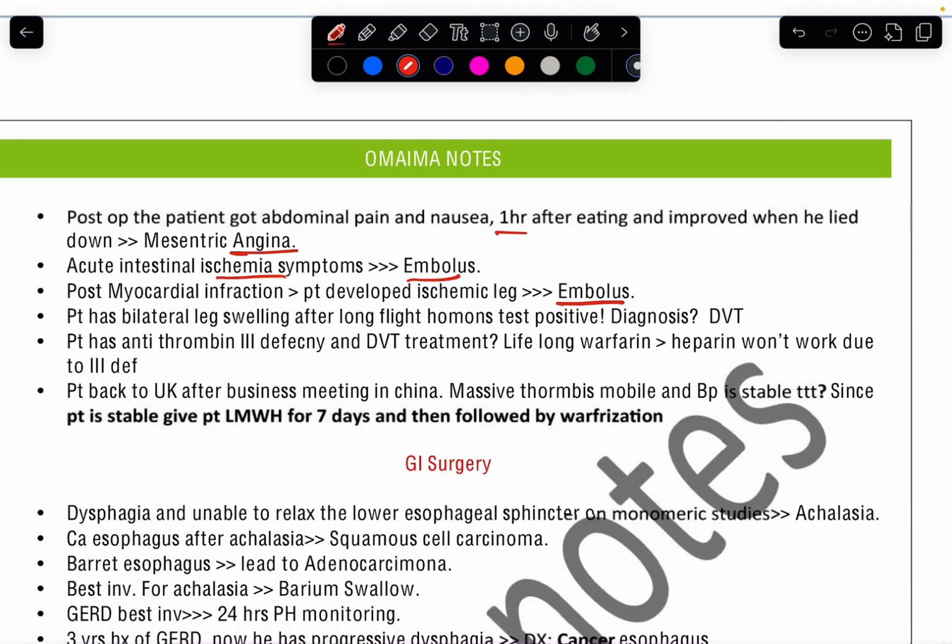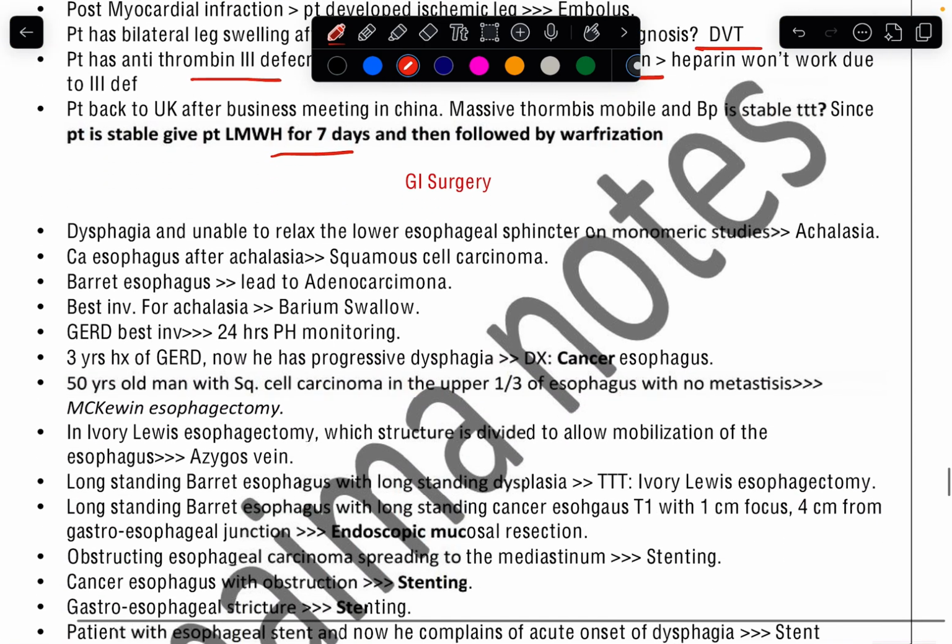This is again embolus. Patient has bilateral leg swelling after a long flight, that is DVT. Patient with antithrombin deficiency needs lifelong warfarin. Heparin won't work due to the deficiency. Patient back in the UK again with massive swelling, so again low molecular weight heparin.